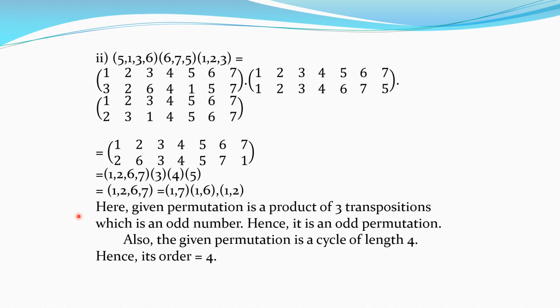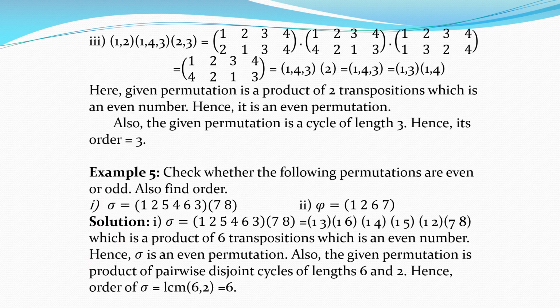Now to find whether it is even or odd, we need to express it as a product of transpositions. So it is (1 7)(1 6)(1 2), which is a product of 3 transpositions, an odd number. Hence this is again an odd permutation. Now what about its order? We have expressed the given permutation as a cycle of length 4, and so its order is 4.